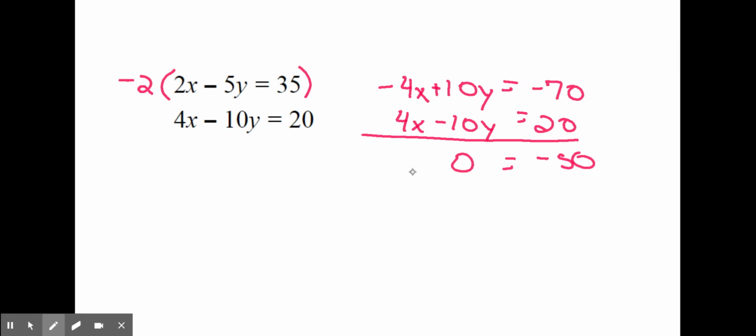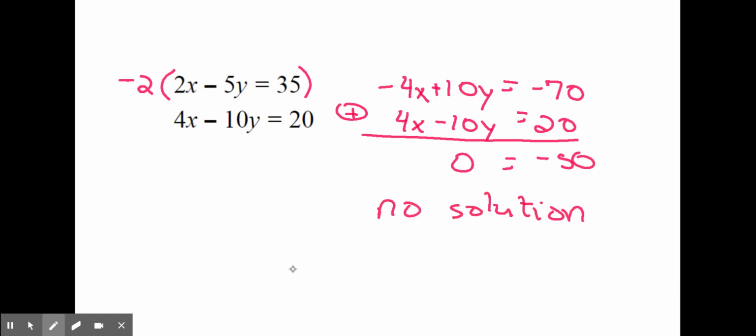Did you get something weird? Everything on the left side went away, right? If I'm adding these two equations, negative 4x plus 4x is 0. 10y plus a negative 10y is 0. So everything over here becomes 0. And on the right side, negative 70 plus 20 is negative 50. How often does 0 equal negative 50? Never. So when I get something that can never be true, what is my solution to this system?